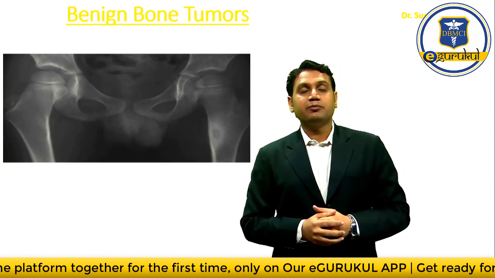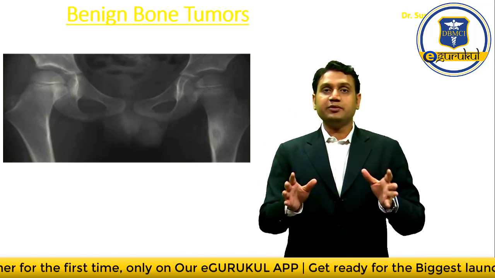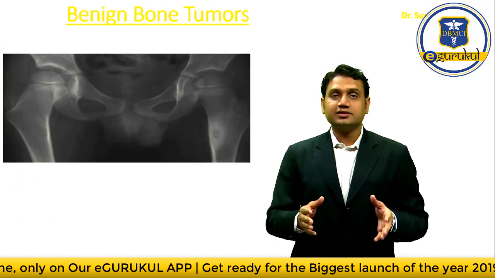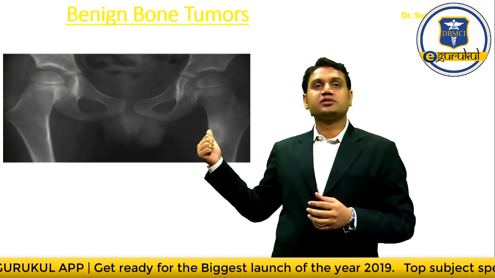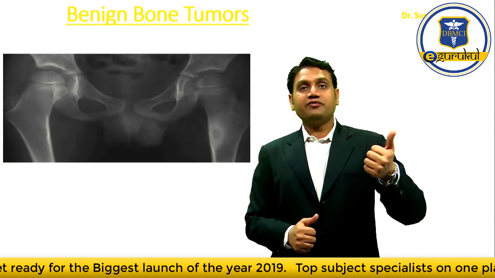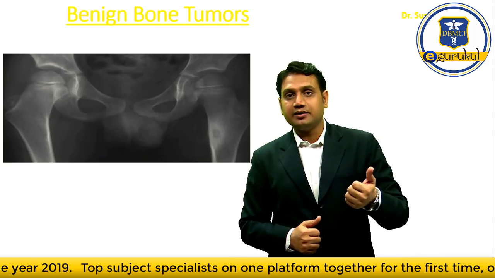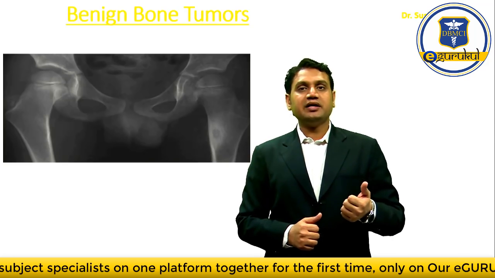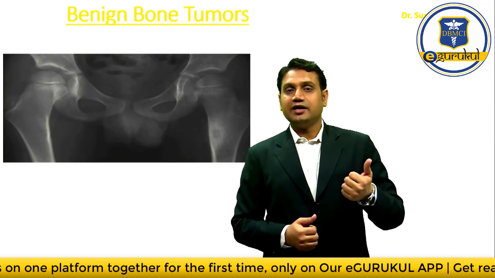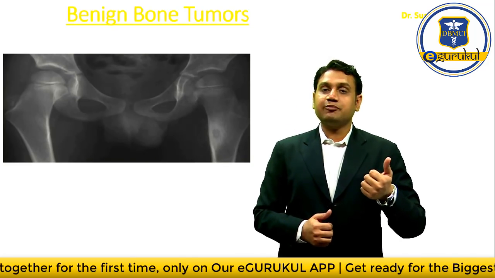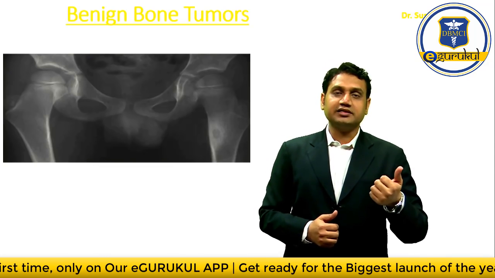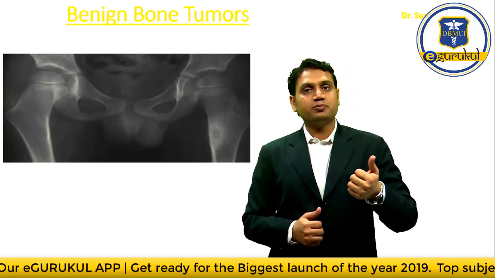How do we learn the important features? As I said, no tumor has more than 5 points, other than your osteochondroma or the Ewing sarcoma. This one has just 2 or 3. What are they? Number one, the most common complaint associated with osteoid osteoma is pain that is more at night and typically relieved by aspirin, NSAIDs. And why is that so? Because these lesions have the presence of prostaglandins and cyclooxygenase in them. So aspirin and NSAIDs block them, and the pain is gone.